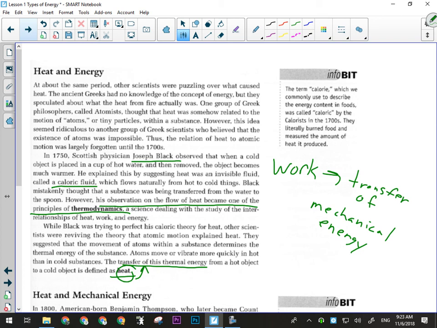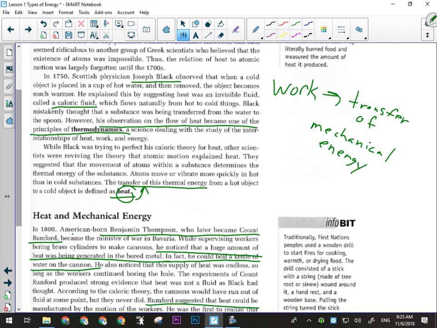Or energy. So he observed that this heat only flowed one way, and that was the birth of this idea of thermodynamics, the flow of heat from one thing to another. And so obviously then we got this idea that heat is not a form of energy. Heat is the transfer of thermal energy, whereas work is the transfer of mechanical energy. You should probably write that down somewhere. You may have already because I mentioned it before. But work is the transfer of mechanical energy and heat is the transfer of thermal energy.